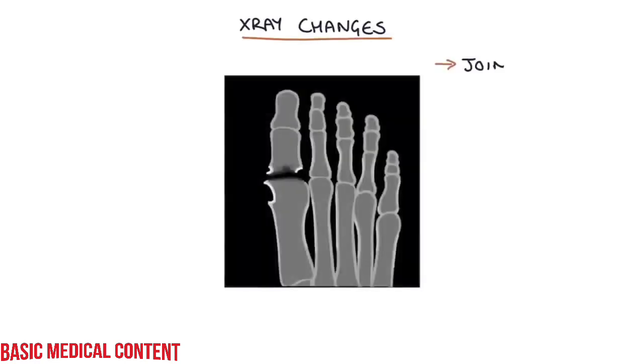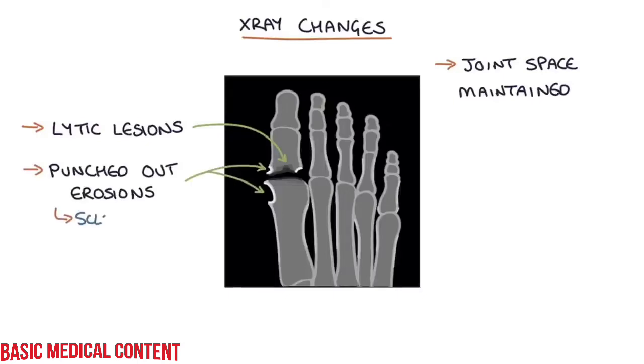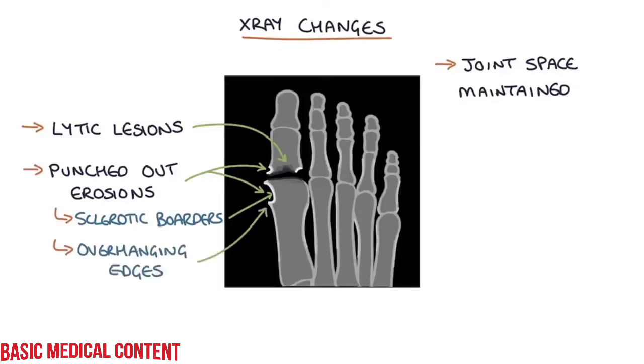There are also some typical gout X-ray changes. In gout, the joint space is usually maintained on the X-ray. You can see lytic lesions within the bone. There can be punched out erosions, and the erosions can have sclerotic borders where there's some hardening or whitening of the bone. And there can be overhanging edges, where the edges of the erosions hang outwards over the top of the erosion.